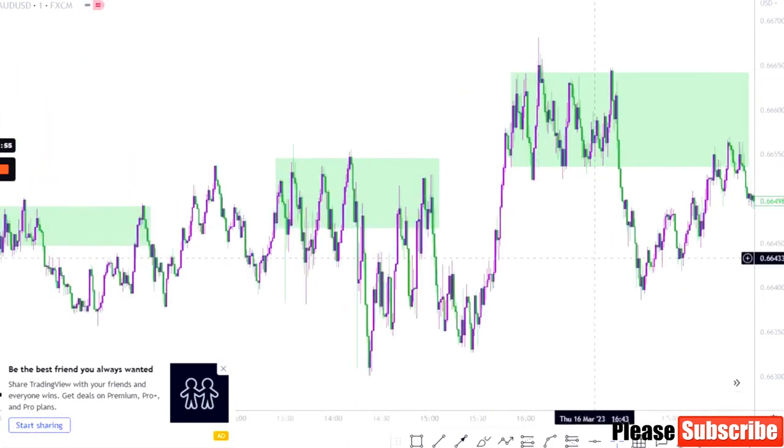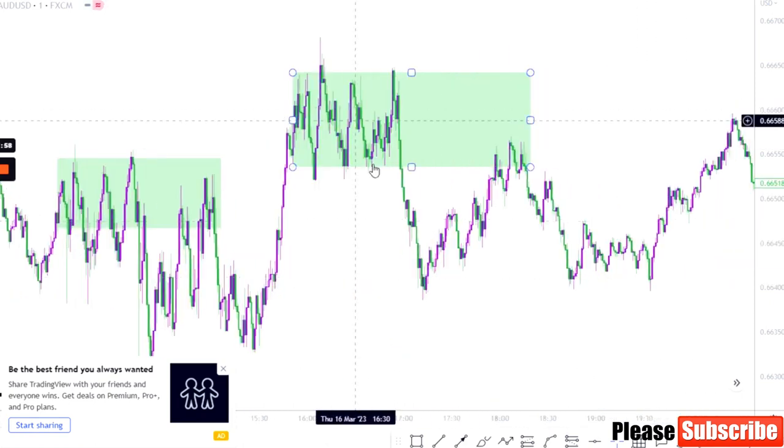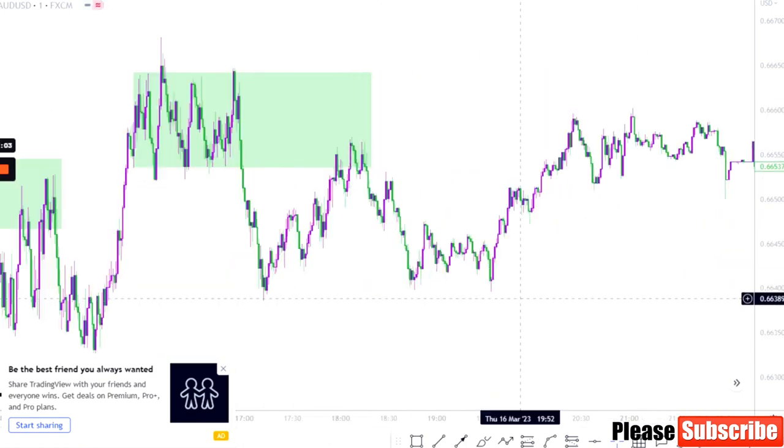In the next lecture, we'll be looking at how to trade off these supply and demand zones, and you don't need to actually mark out the whole zone, and how to refine this to what we call institutional order blocks.